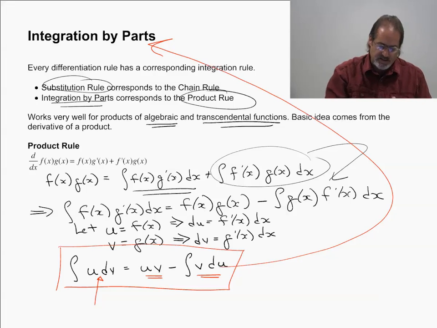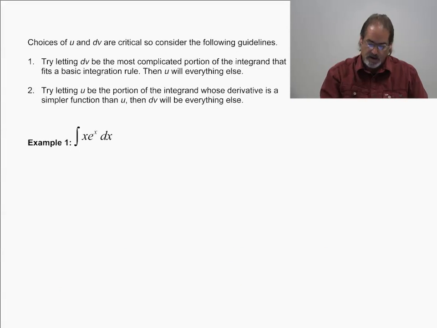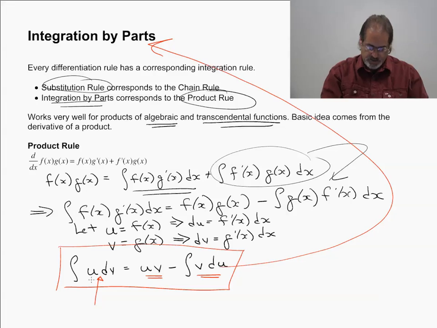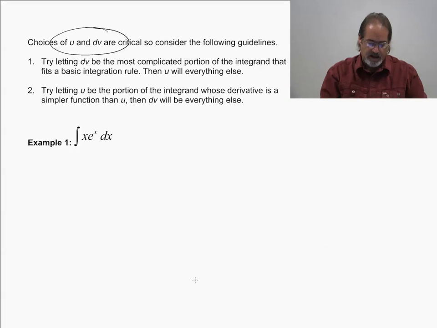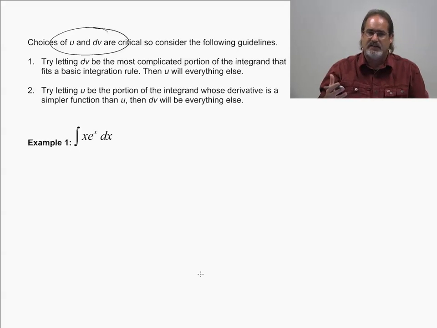The choices of u and dv are extremely critical. Remember, I need the original function I'm trying to integrate to have the form of the integral of u times dv. So picking what part you're going to call u and what part you're going to call dv is extremely critical. As a hint, you may try letting dv be the most complicated portion of the integrand that fits a basic integration rule. So I want the most complicated piece in there that I know how to easily integrate, and then simply let u equal everything else.